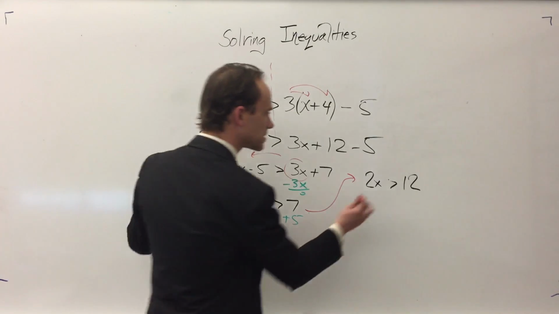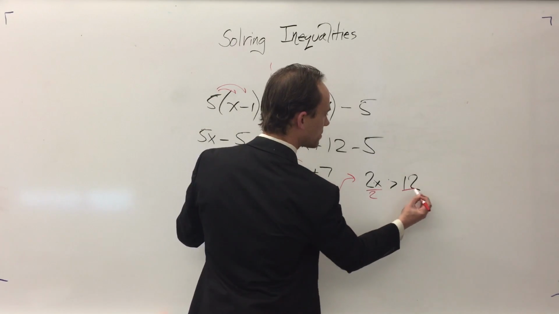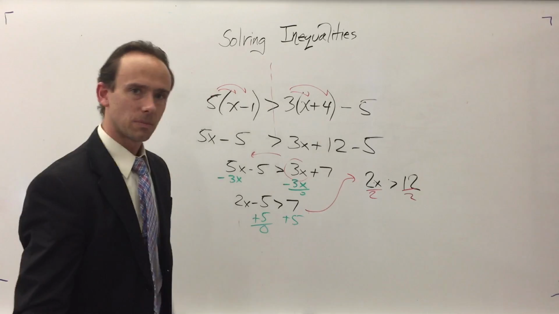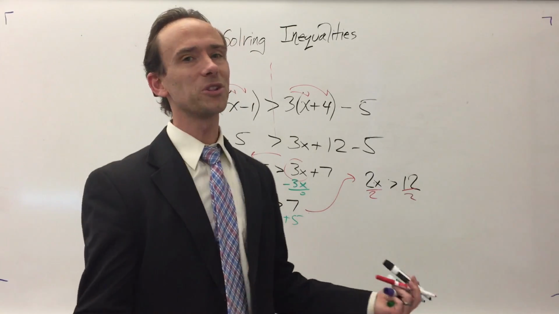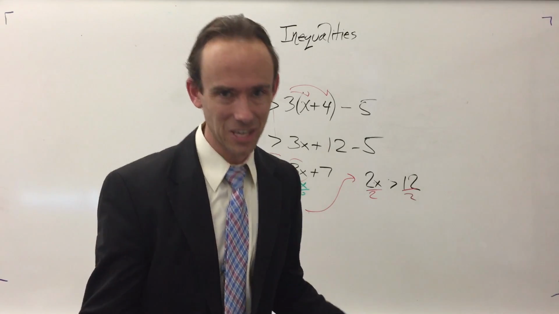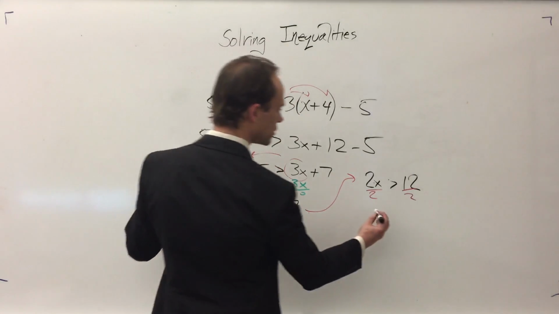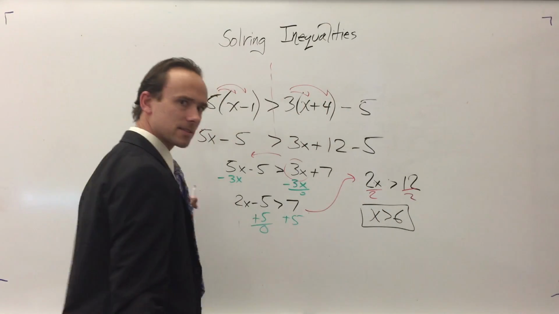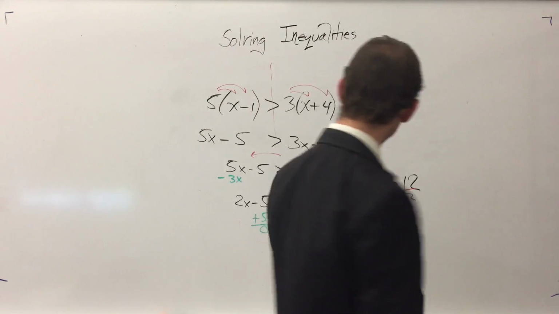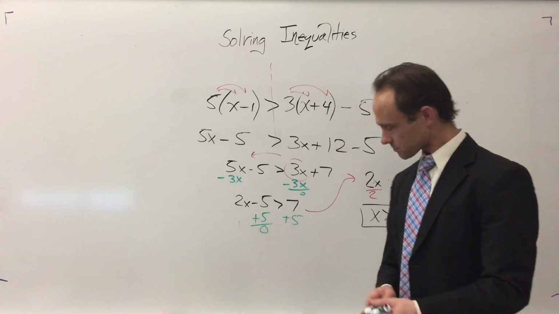2 times x, that's a multiplication, so I'm going to divide by 2 on both sides. Remember, when I divide by a positive, I do not flip the inequality. That only happens when I divide by a negative. All right, boom, x is greater than 6. That's how we do.